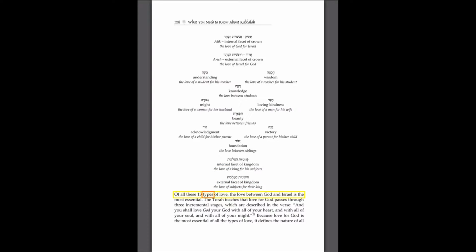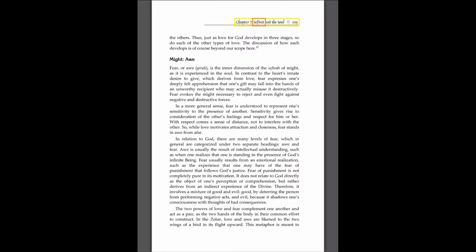Of all these 13 types of love, the love between God and Israel is the most essential. The Torah teaches that love for God passes through 3 incremental stages, which are described in the verse, "And you shall love the Lord your God with all of your heart, and with all of your soul, and with all of your might." 21. Because love for God is the most essential of all the types of love, it defines the nature of all the others. Thus, just as love for God develops in 3 stages, so do each of the other types of love. The discussion of how each develops is of course beyond our scope here.